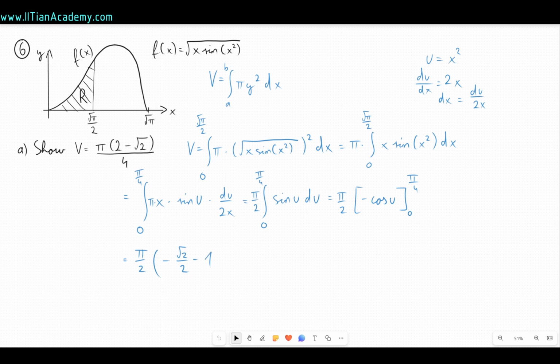And then when we plug in the lower limit, we'll have to subtract. So here it's just minus 1, so it will be minus root 2 over 2 minus 1 when we plug in 0, the lower limit. So it'll be minus minus 1, like this. And what we notice here is that this is what we had to show. So we have shown what the question asked.